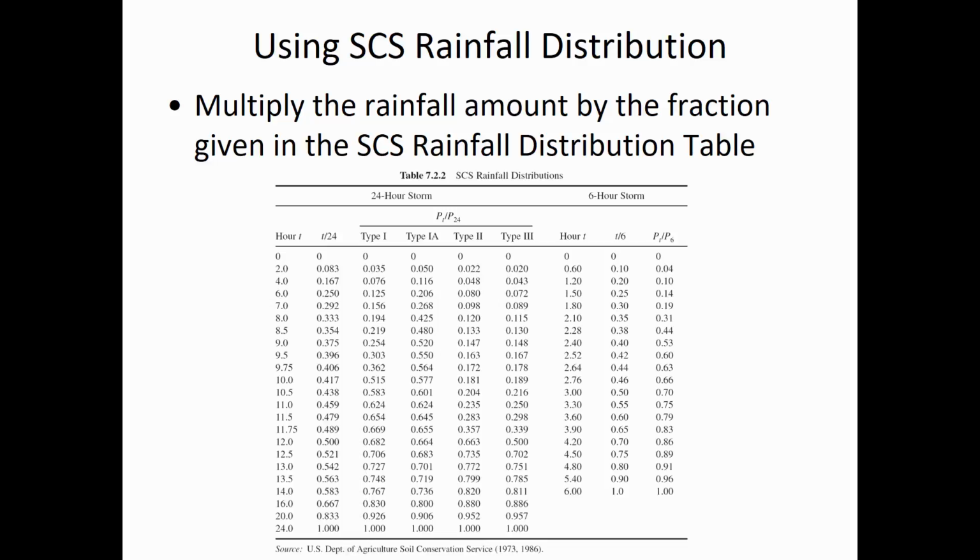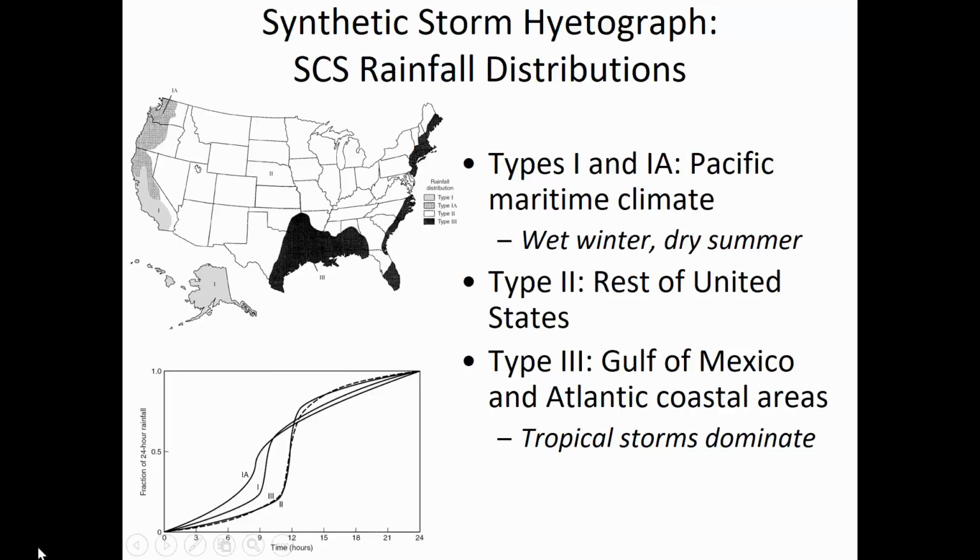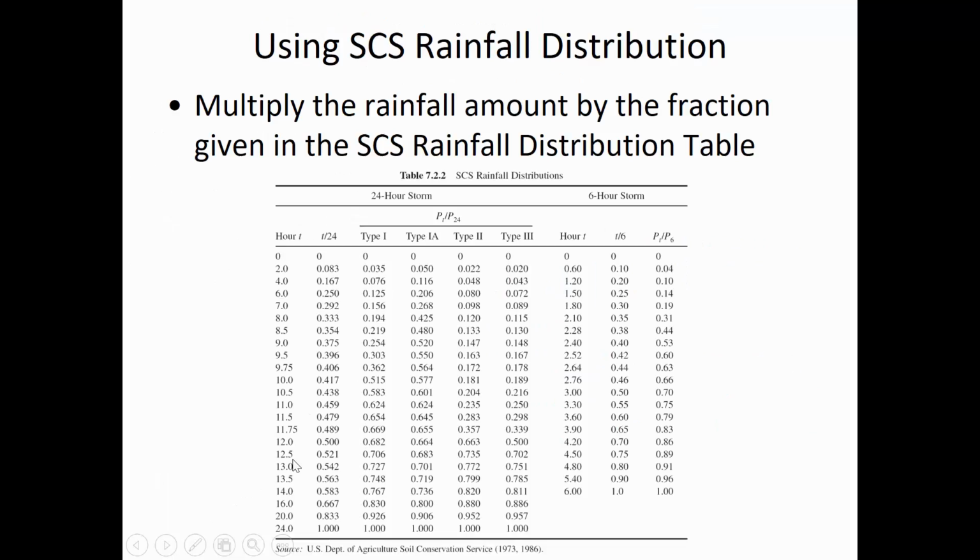But this table is just kind of a digitization of this curve. And it's telling you what's the intensity at any given time during the storm and what's the total amount of water that's occurred during any part of the storm. There are also 6-hour storms that are sometimes used for design, just to find out what the hydrograph might look like.